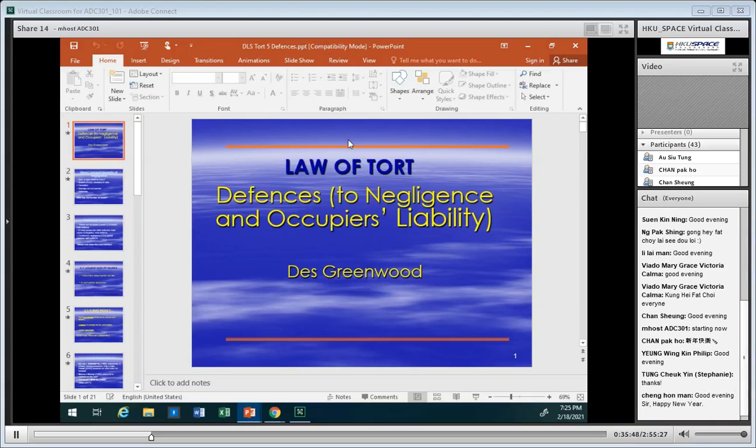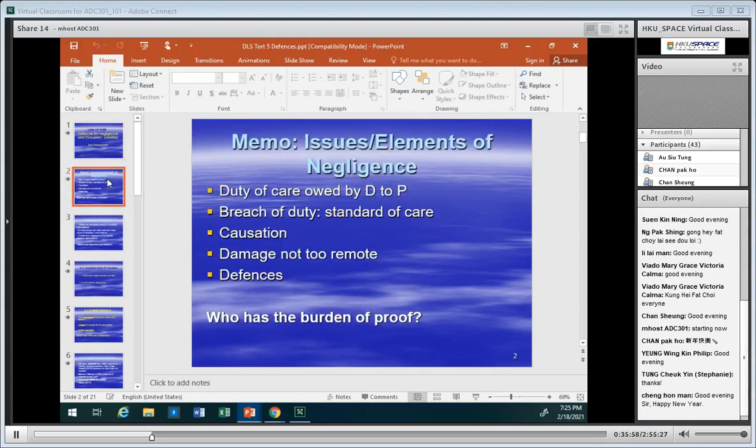Okay, so we're looking at defences now, and remember defences are relied on by the defendant. So let's go through everything. First of all, by way of review, the elements of negligence. You know them, don't you? There must be a duty of care owed by the defendant to the plaintiff. Then there must be breach of duty, and of course that depends on the standard of care. And remember, the standard of care will be that of the reasonable defendant in the circumstances.